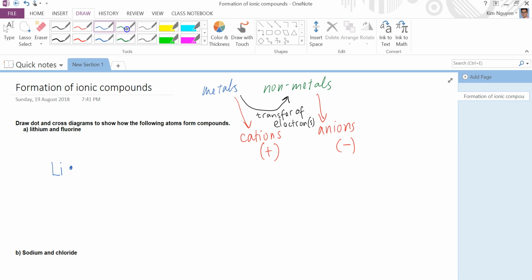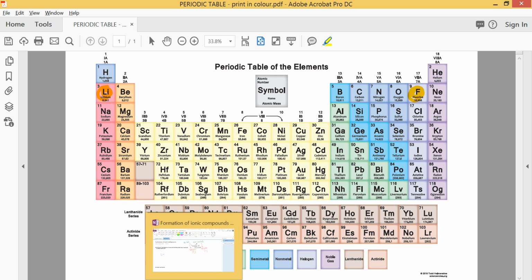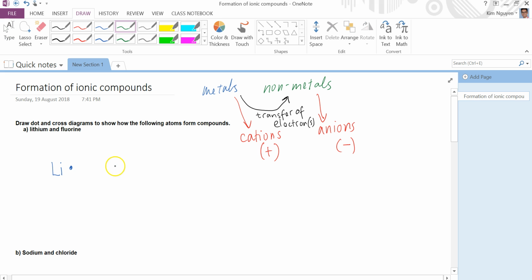Fluorine, on the other hand, if we look at the periodic table, fluorine over here is a non-metal. It's in group 17. Now, elements in group 17 have 7 electrons in their outermost shell. So if we draw fluorine, and I'm going to draw fluorine's electrons as crosses, fluorine will have 7 electrons in its outermost shell.